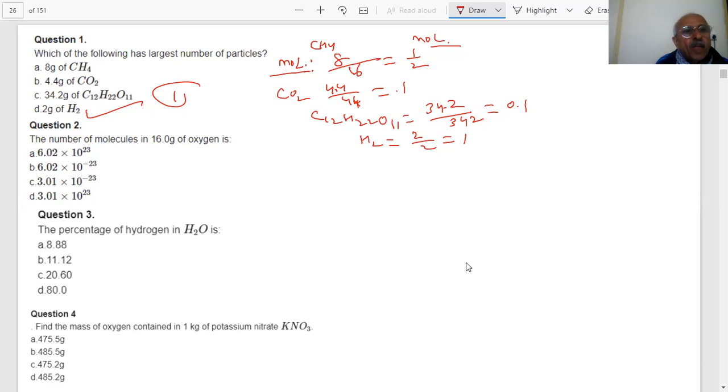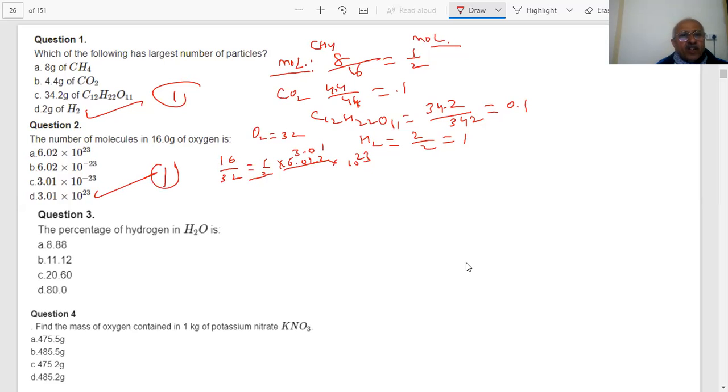Sir, D part is the correct answer, 3.01 into 10 power 23. If you have 16 gram oxygen, what is the molecular mass of oxygen, student? 32. So 1 by 2, and 6.022 into 10 power 23. So you get 3.01. That is the correct answer. Next question on the screen, student.